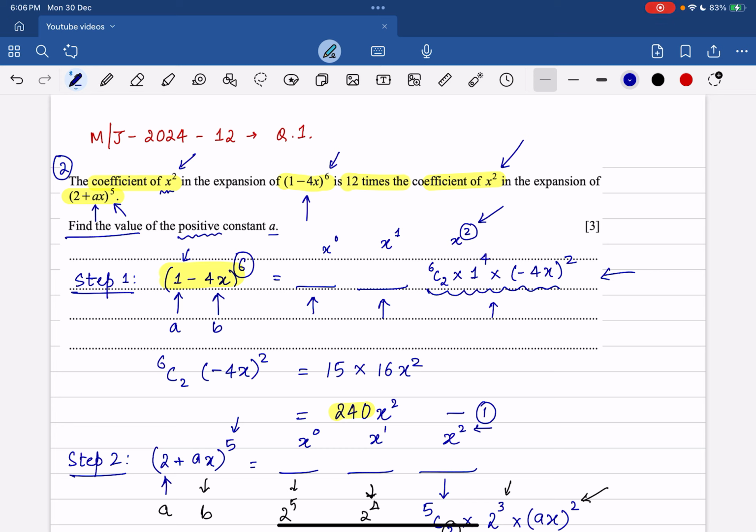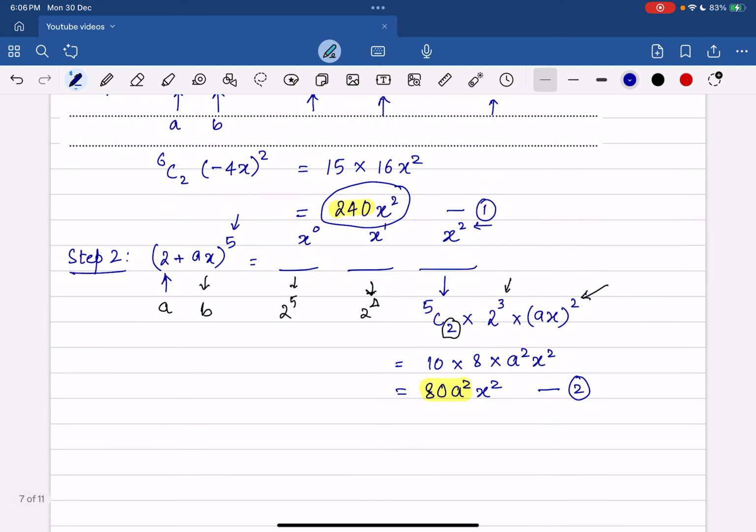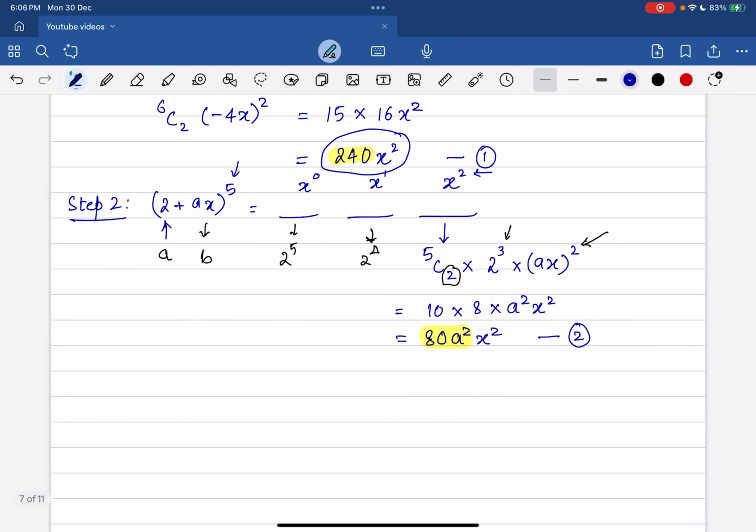So the coefficient of this, 240, is going to be equal to 12 times the coefficient. Don't you think 240, which is the coefficient from step 1, should be 12 times the coefficient of x square in 2 plus ax the whole raised to 5? So that's 80 a squared. Yes, you just have to do the math further.